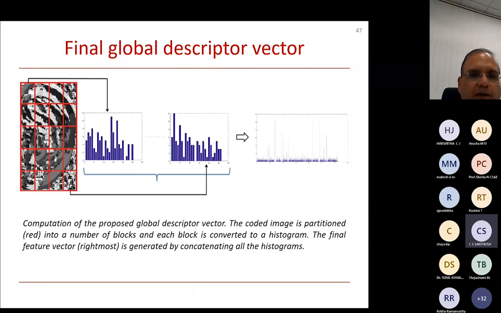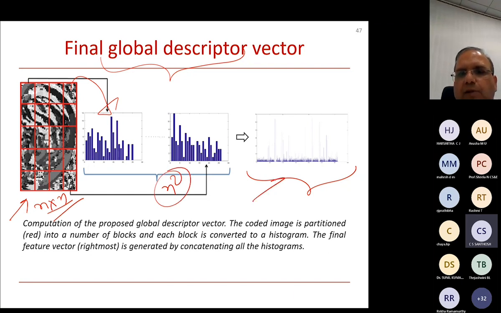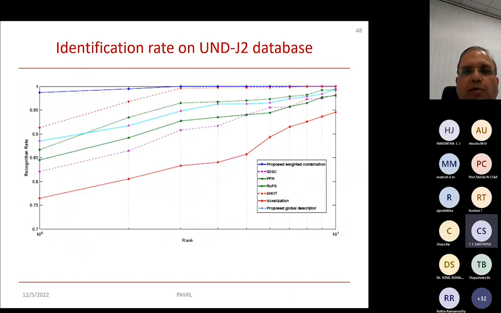Now, what we further do is divide that entire image that we got in the previous slide into some grids, and for every grid we compute the histogram, and then concatenate that entire set of histograms to get a large global feature vector. So here, let's say this was an n cross n grid. We get n square histograms, and all those n square histograms are combined to get the global feature vector.